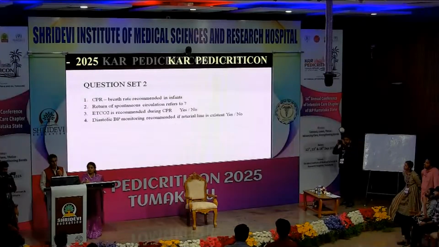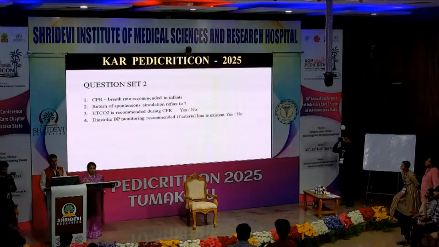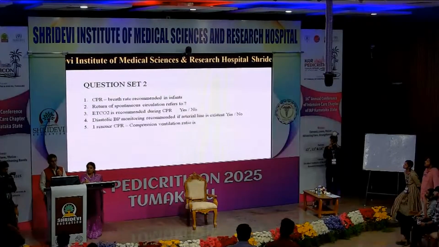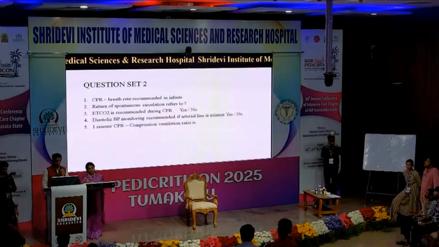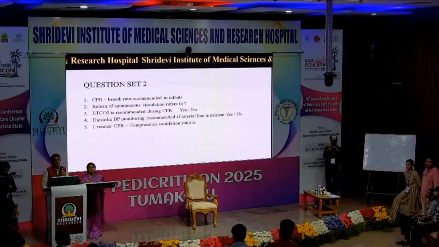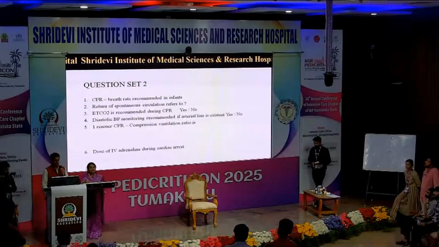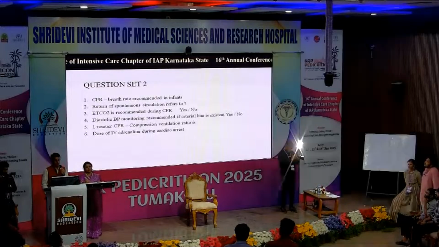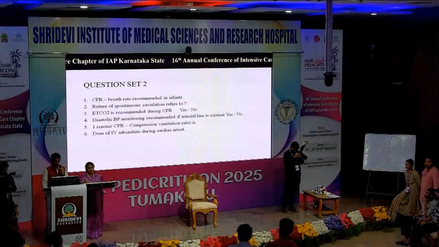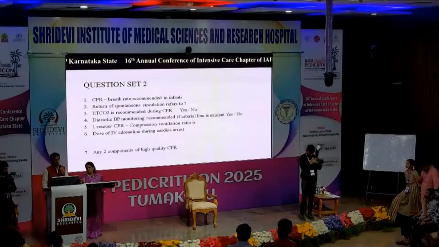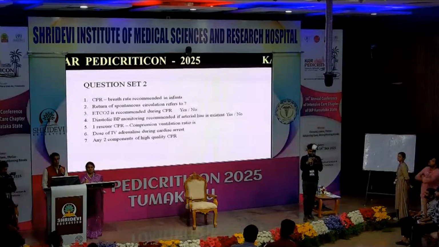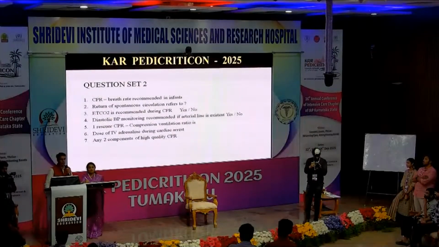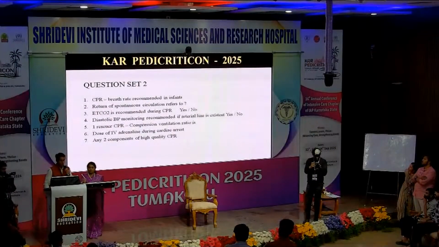Diastolic BP monitoring is recommended if arterial line is existent. Yes, no. No. Compression ventilation ratio in CPR is 30 is to 2. Dose of IV adrenaline during cardiac arrest. 0.1 ml per kg in 1:10,000 dilution. Okay. Any two components of high quality CPR. Chest recoil. Your time is up. I will not be able to give you the other question. Half for chest recoil.